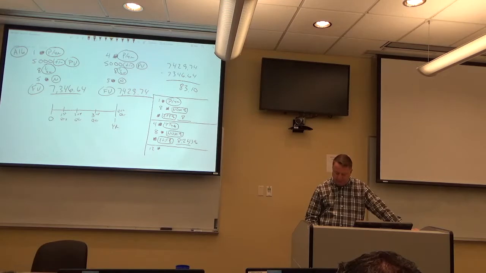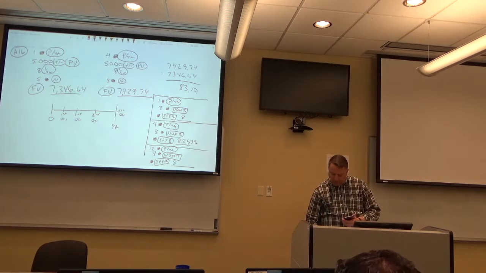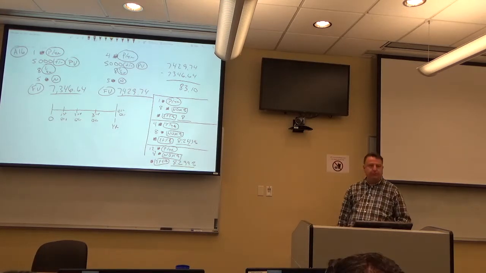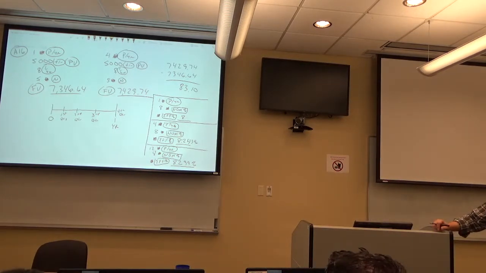12 payments per year, same thing. It doesn't go up that much, it goes up to 8.299-ish, okay? All right, that's for monthly compounding. Okay, next problem.